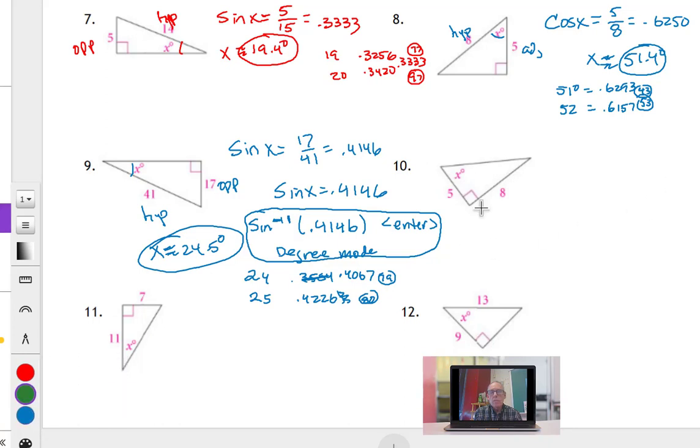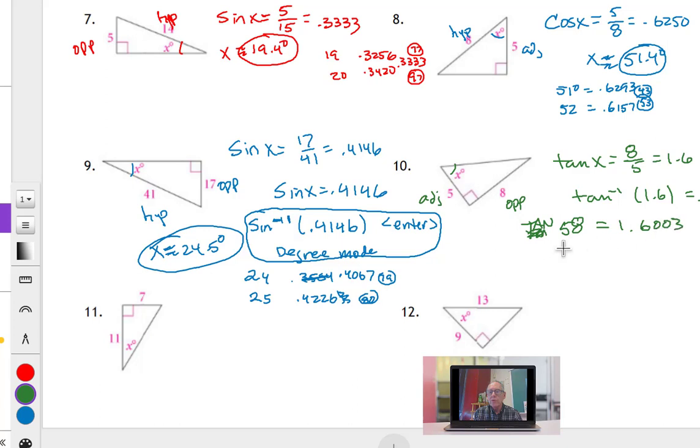Let's look at number 10. Here's our reference angle. 8 is an opposite. 5 is an adjacent. So it sets up a tangent ratio. Tan x is equal to opposite 8 over 5. That's going to give us 1.6. And if you do tan minus 1 of 1.6 in the calculator, that'll give us the decimal approximation of the angle that goes with the tangent being 1.6. Using the table, if I go down the tangent column, 1.6003 corresponds to 58 degrees. So 58 degrees tangent is 1.6003. So we would say 58 degrees is our angle for this triangle.